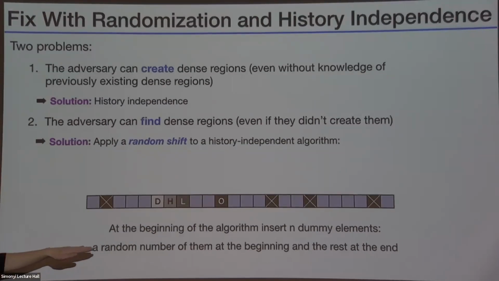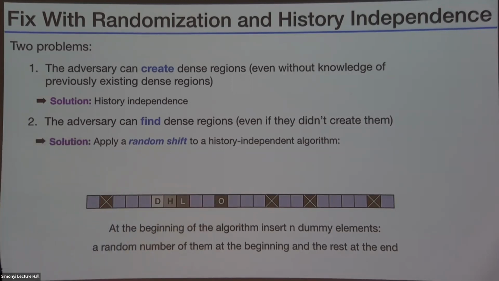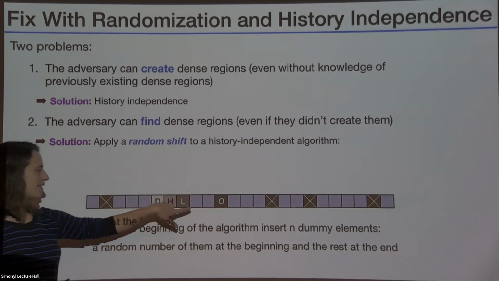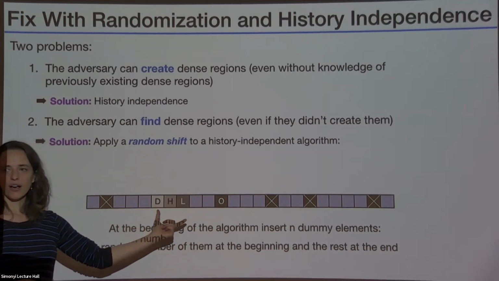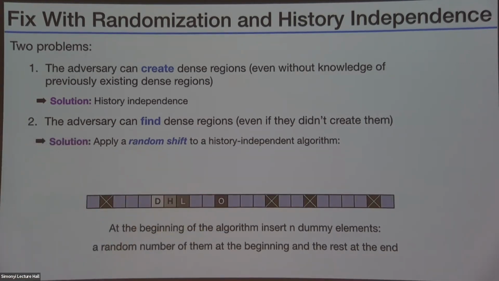In particular, out of our n dummy elements, we're going to put a random number of them at the beginning. That is to say, we give them value -infinity or something, and then we put the rest of them at the end. What that means is that the real elements that the adversary is talking about are at a random position somewhere in the array.